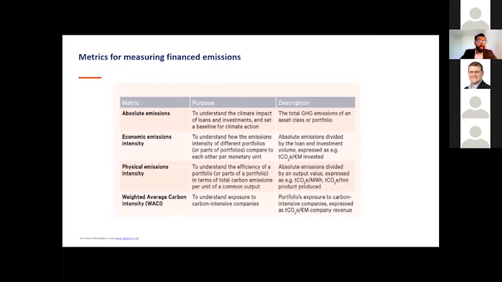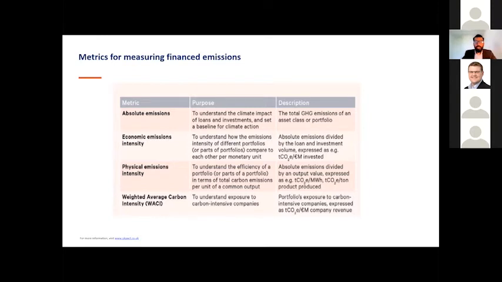The weighted average carbon intensity. So this is probably more relevant for financial institutions and is a good metric to look at to help understand the portfolio's exposure to carbon intensive companies. So here, the portfolio's exposure to carbon intensive companies is weighted and expressed as tons of carbon per R1,000,000 in company revenue, but weighted as your exposure to that company. And to get the total portfolio, you just sum all those up.